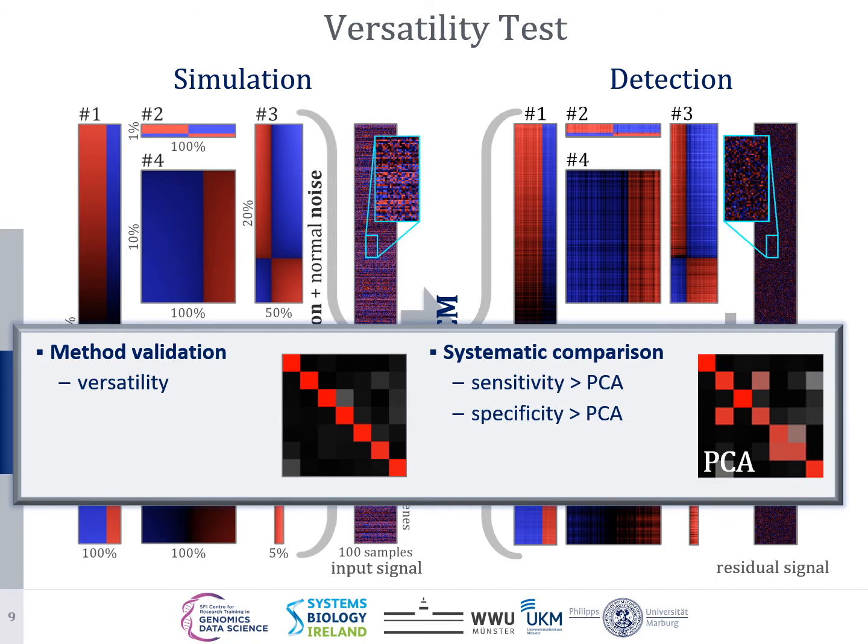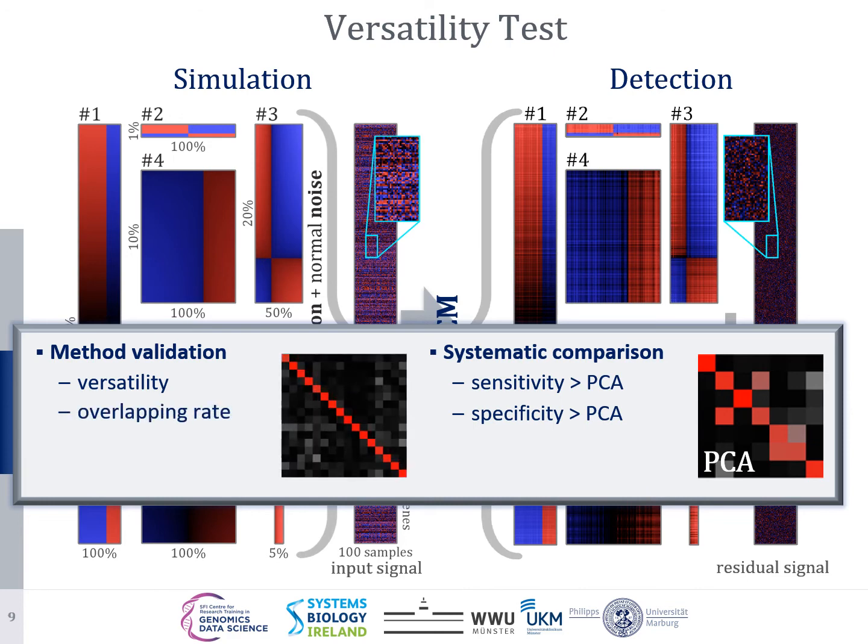So no detected signature axis tries to explain more than one simulated signature. For the same type of signal, a representative result for PCA looks like this. It's also very good in terms of detecting the large signature 1, but it often mixes signatures 2 and 4 and 5 and 6. So sensitivity and specificity of SDCM is higher.